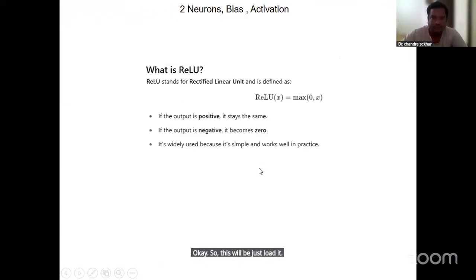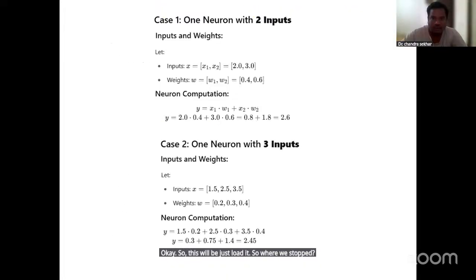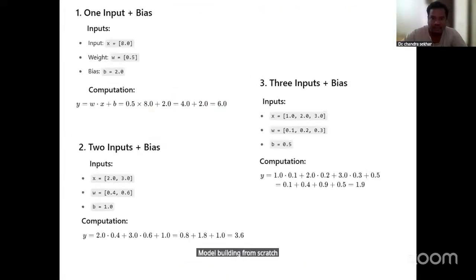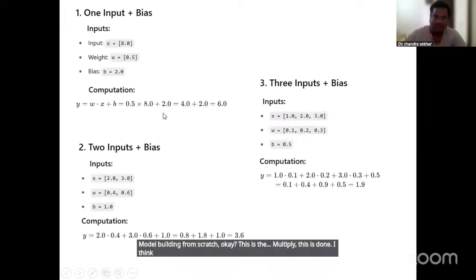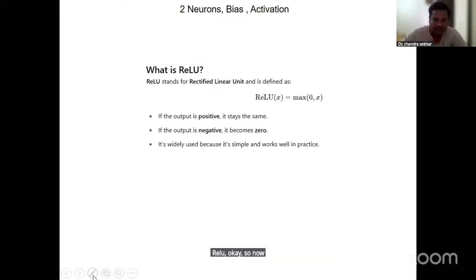We'll go one by one. Okay. So this is the slide. So where we stopped, model building from scratch. Okay, this is done. Multiply, this is done. Bias is also over. ReLU. Okay, so now here we have to start. So slowly, how to add a ReLU.